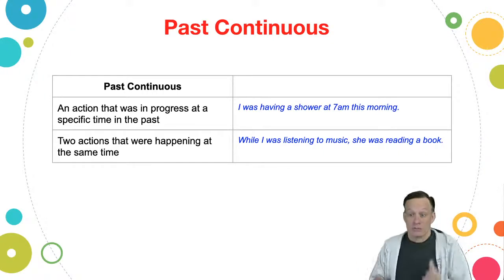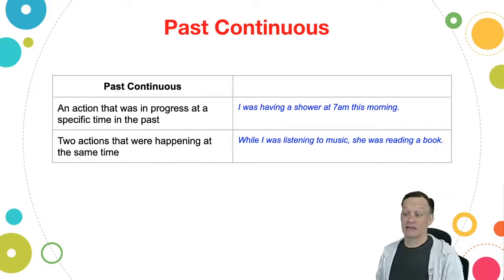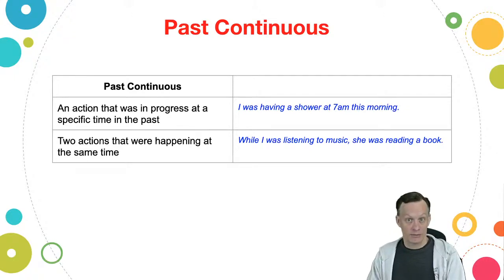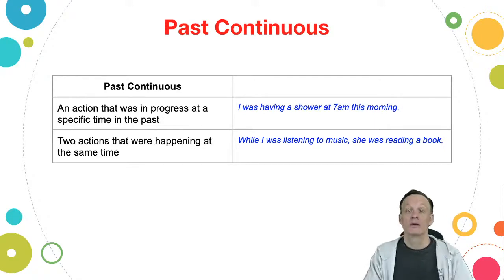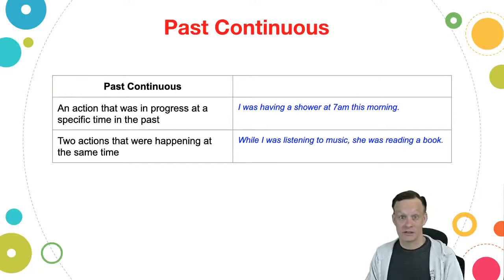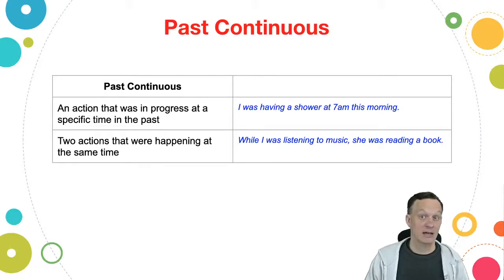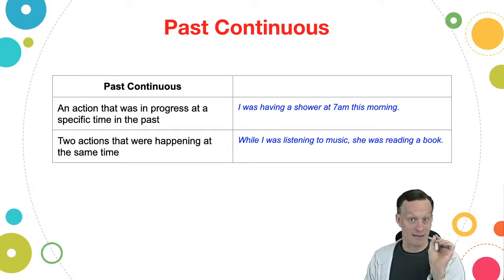Okay? Or you can do two actions, two long actions happening at the same time in the past. While I was listening to music, she was reading a book. She was reading a book while I was listening to music. Okay, so we have two long actions happening at the same time in the past. And I think this is very simple and quite clear. I don't think any of you, if you're at the B1 level or very close, you don't have a problem with the past continuous by itself.